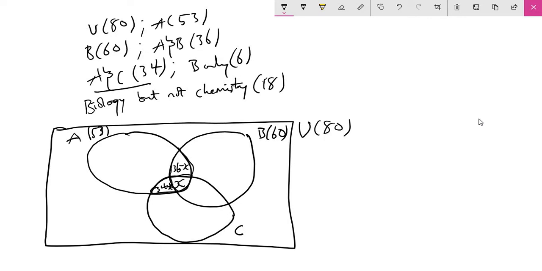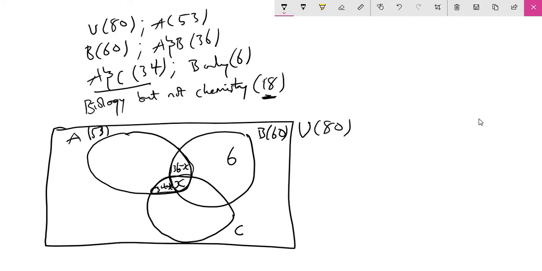Now we have biology only 6, so we have 6 here. And then we have biology but not chemistry. This is very important. And the number is 8.